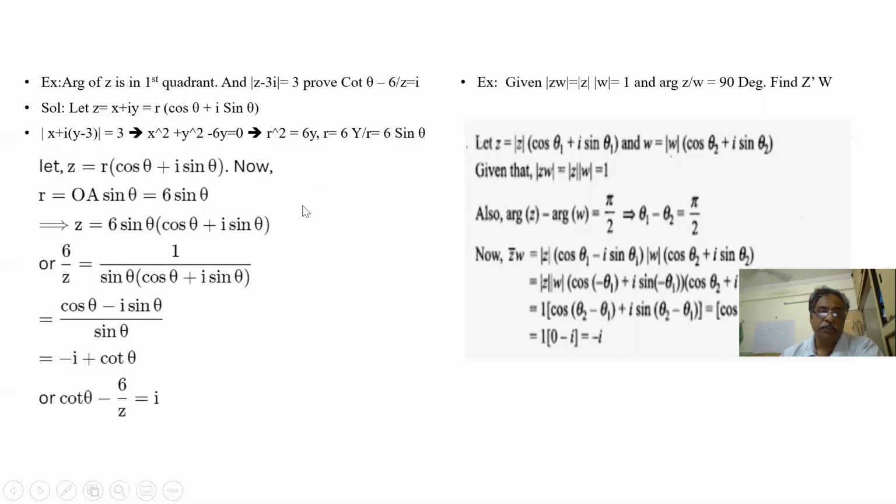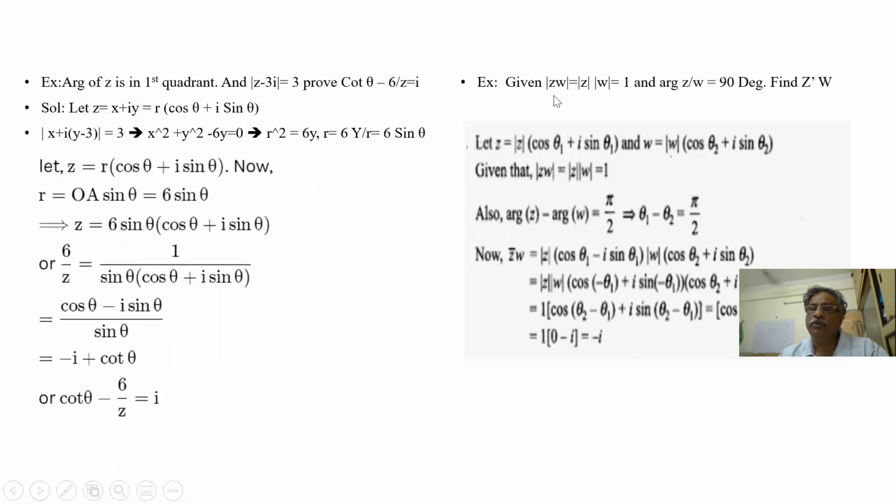See, here I have used both forms. This form I am forced to use to get my r. This form, because the required answer is in cot theta. So I use the fundamentals. Here the trick is r square is 6y, r is 6 sin theta. This is the slight thing to be noted so that we can make our work easy. This is the calculation part, we are all familiar. This is the trick here.